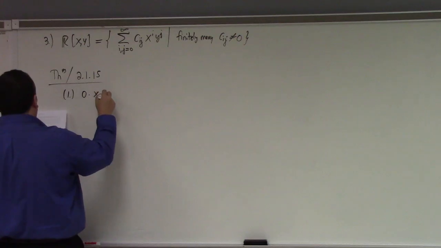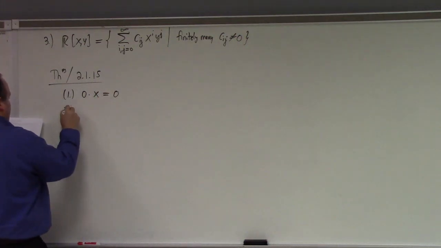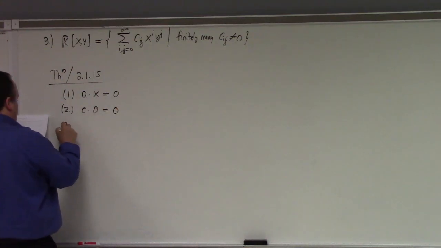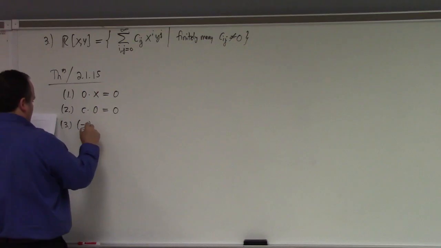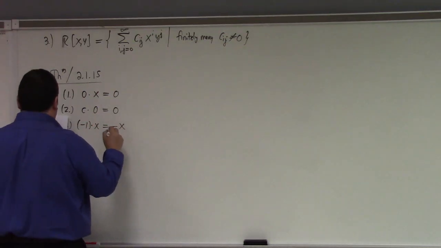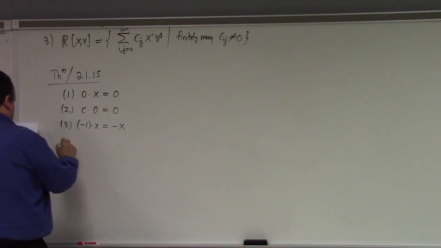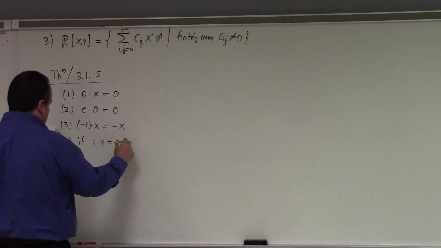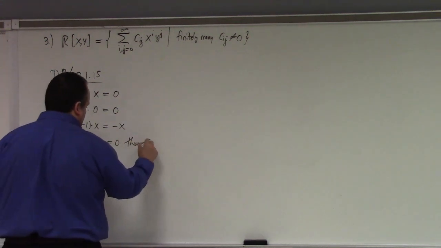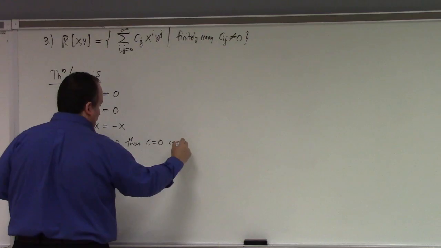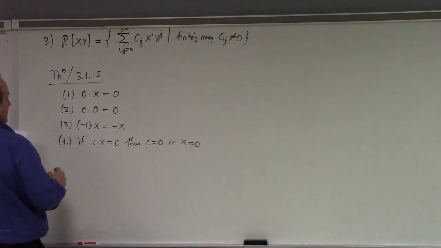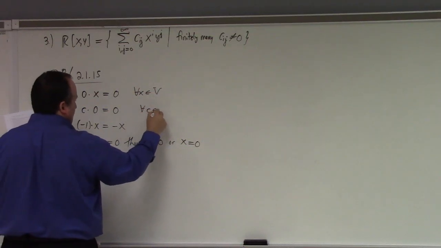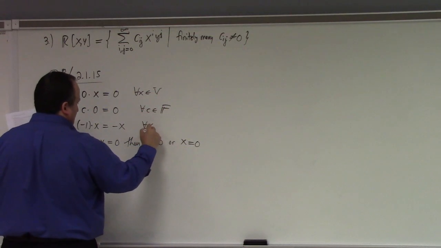So like 1, 0 scalar multiplied by x is equal to 0. 2, c times the 0 vector is equal to 0. 3, minus 1 scalar multiplied by x is equal to the negative x, the negation of x. And 4, if c times x is equal to 0, then c is equal to 0 or x is equal to 0. So this is for all c in the field, for all x in the vector space.